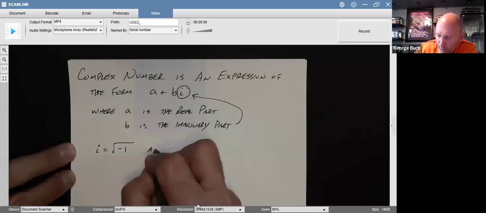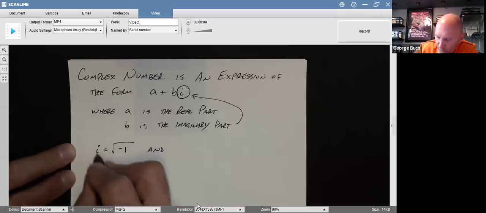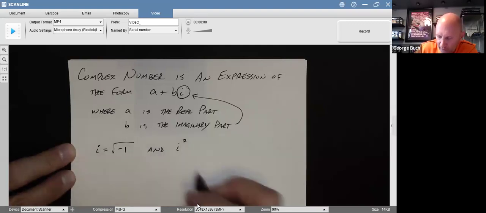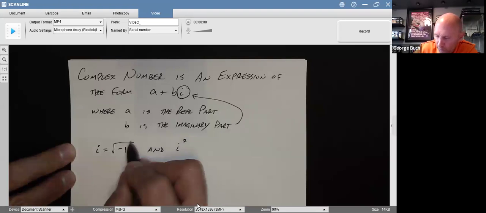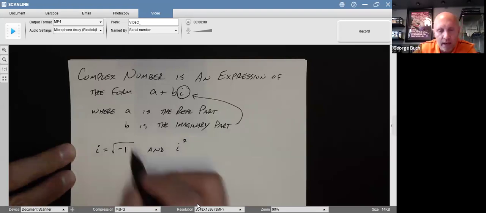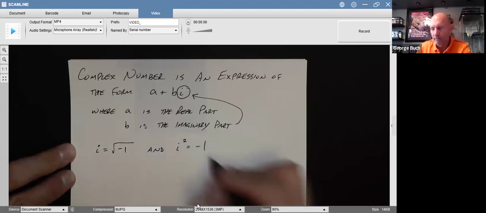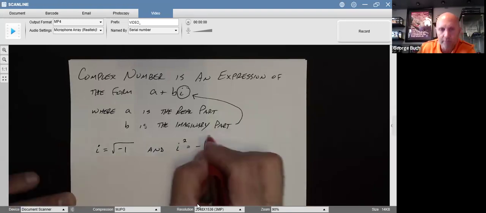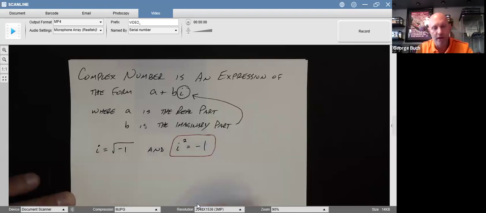And so if I square both sides, what happens? I get i squared on the left. And if I square the right side, the square takes out the square root. So we get that i squared is -1. And so this is super important. We're going to use this a lot when dealing with complex numbers.